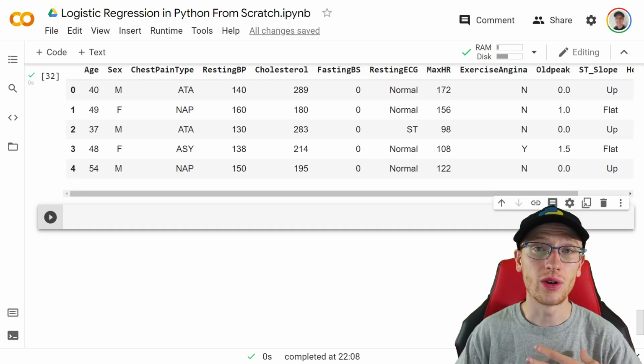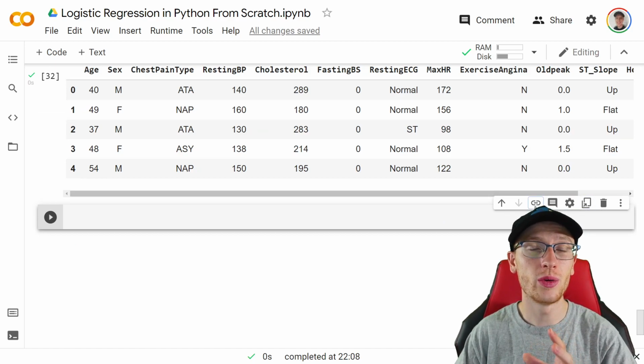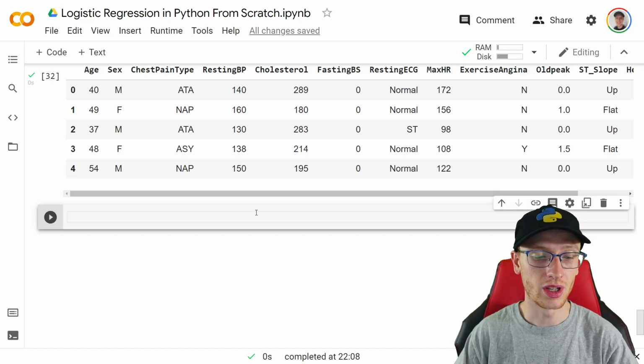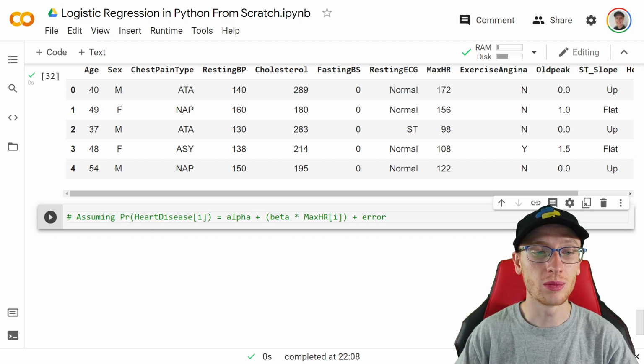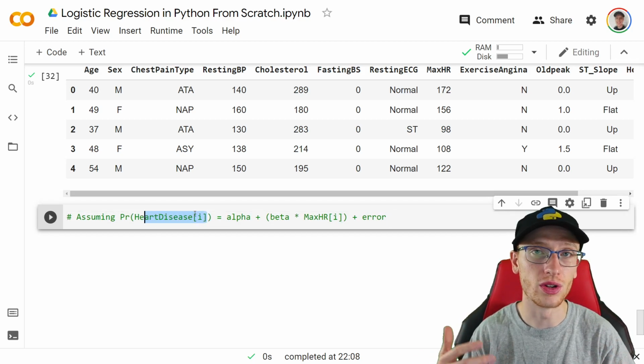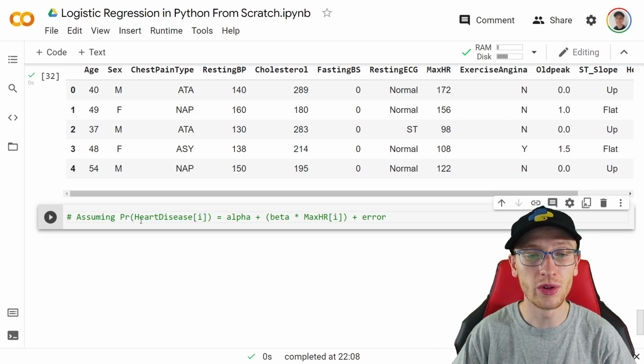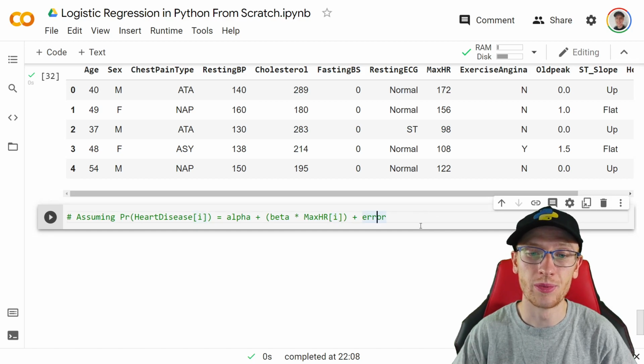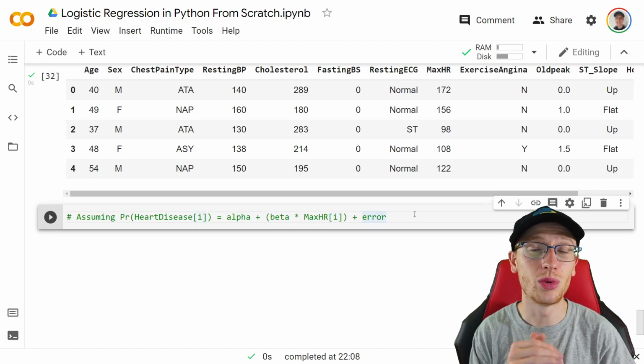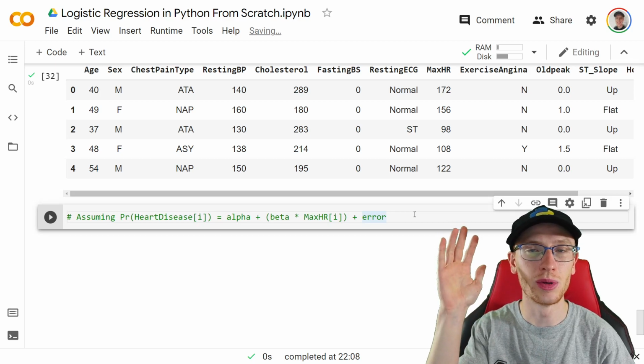heart.head. Okay, so I have a little bit of explaining to do, but don't worry, we're going to take it nice and simple. So I'm going to paste this in. We're assuming that the probability of heart disease of the ith person, so the first, the third, the fifth person, whatever, is equal to alpha, which is some number, plus beta, which is some number, times the max heart rate of that ith person, plus some error. Now, can anyone tell me what's wrong with this? Put your hand up. This isn't live.